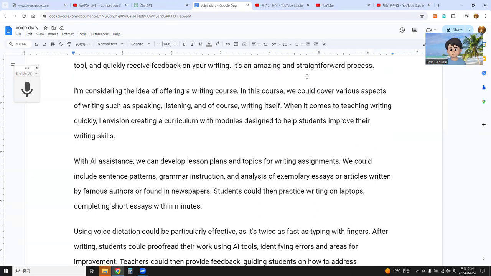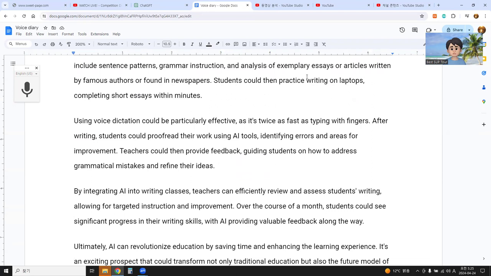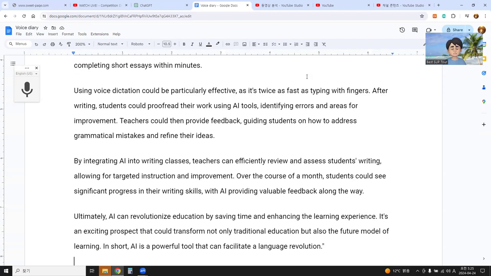Using voice dictation could be particularly effective, as it's twice as fast as typing with the fingers. After writing, students could proofread their work using AI tools, identifying errors for improvement. The teachers could then provide feedback, guiding students on how to address grammatical mistakes and refine their ideas. By integrating AI into the writing classroom process, teachers can efficiently review and assess students' writing, allowing for targeted instruction and improvements. Over the course of months, students could see significant progress in their writing skills, with AI providing valuable feedback along the way.